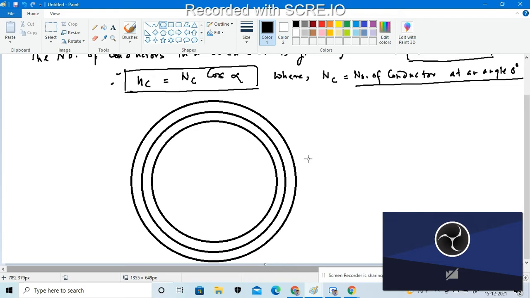Okay. So if I consider this portion as my stator, and this portion is the rotor, and in between the stator and the rotor, this is my air gap.